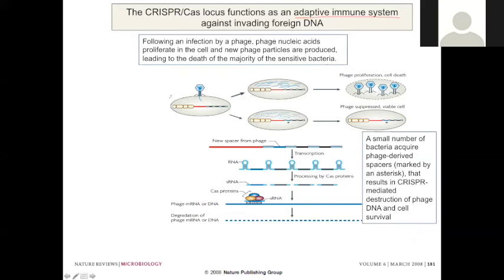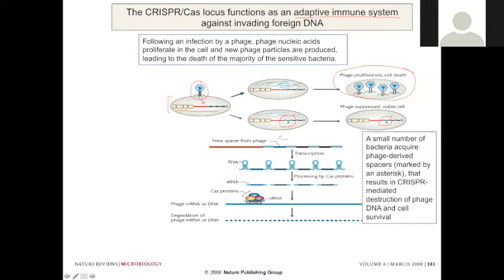Let's run through that one more time. Here is our bacterial cell, and what we're looking at is just the CRISPR locus. We see an invading phage, and the DNA from this phage enters the bacterial cell. Most bacteria, of course, will die following infection by this particular phage. However, in rare cases, phage DNA can be incorporated into the CRISPR locus, resulting in a bacterial cell that is now able to fight off subsequent phage infections.